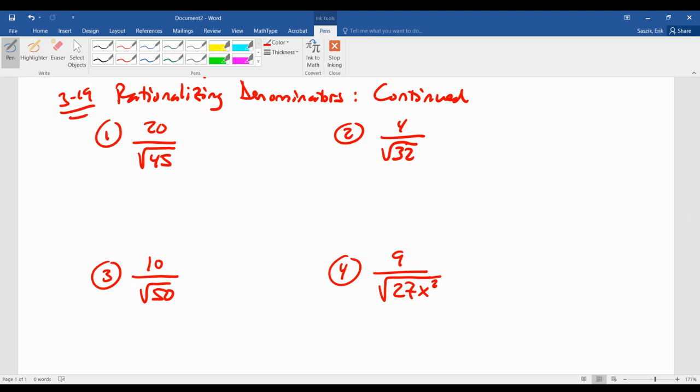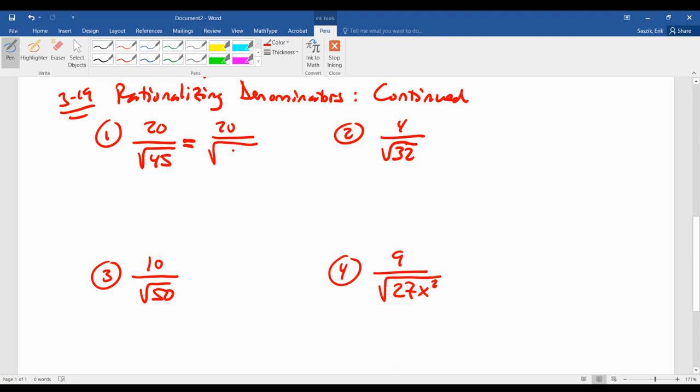Good morning. Today we're going to continue with rationalizing denominators. Essentially the same stuff, just some of the problems will be a little bit more complex. If you look at the first problem, the idea of going straight to rationalizing, multiplying by root 45, I'd just rather not deal with numbers that big. So what I would suggest is to simplify this first.